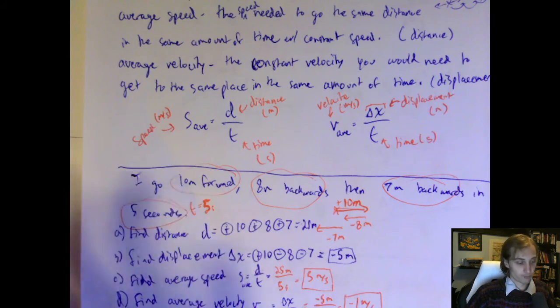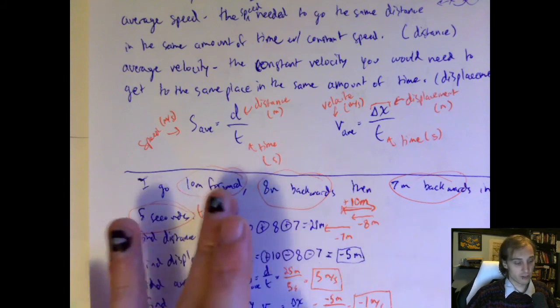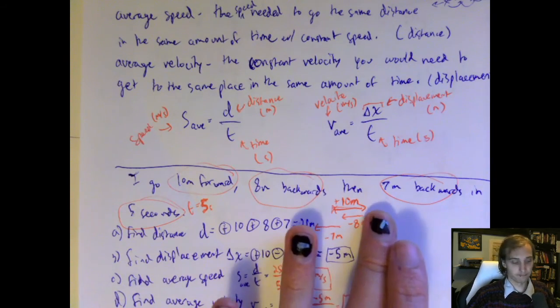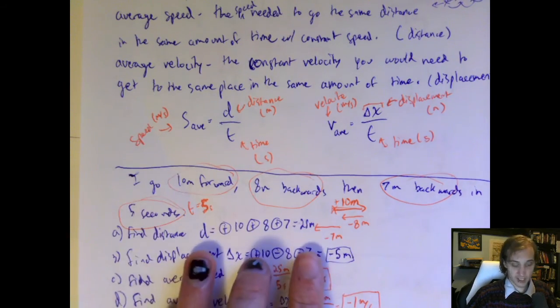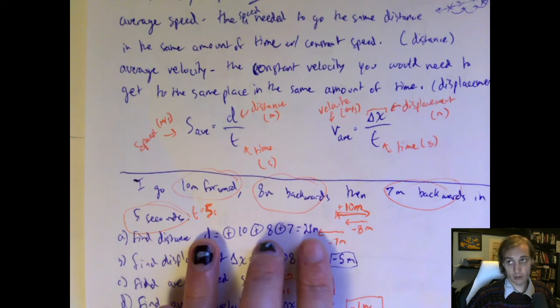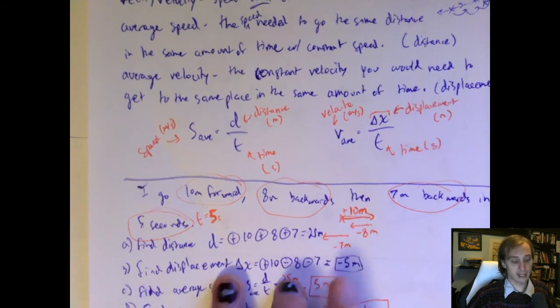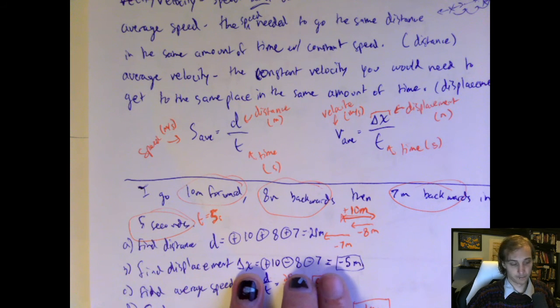So recapping, really go through the problem. If it's backwards, make it negative, draw it to the left. If it's forward, make it positive, draw it to the right. When you're trying to find your distance, you add all of the motion that you do and ignore whether or not it's forward or backwards and just make it all positive. When you're finding displacement, it matters if it's forward or backwards. Add them together and keep the minus if it's backwards.